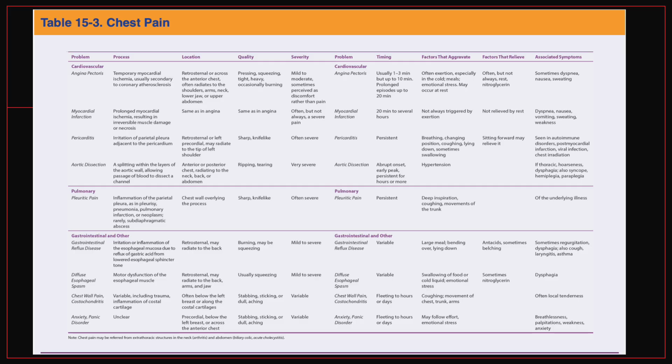So again, looking at these tables, they really list out some good information in a very brief format. So I would look at your MI, know it, pericarditis is another one, aortic dissection. Angina pectoris is another good one.